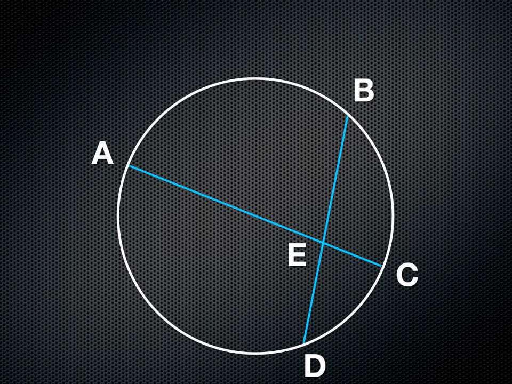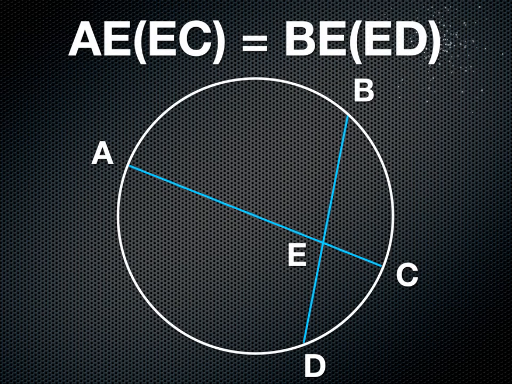An illustration of this theorem would be having a circle and having two chords intersecting on the interior. Here I have chord AC and chord BD. The two segments of chord AC would be AE and EC. The two segments of chord BD would be BE and ED. This theorem states that the product of those two segments would be equal to each other. So in this case, I have segment AE times segment EC would be equal to segment BE times segment ED.